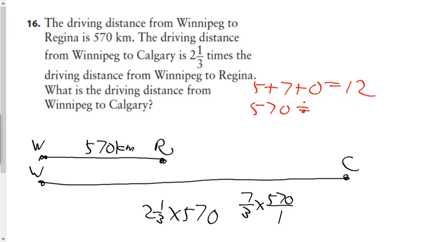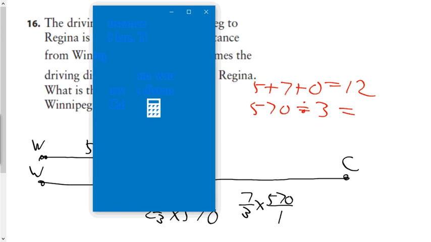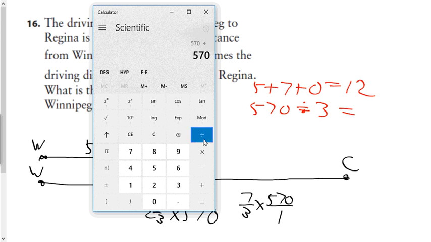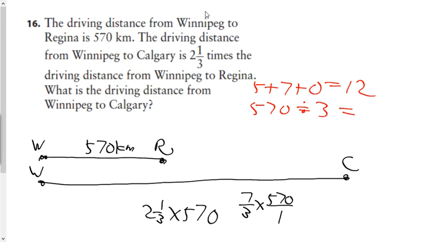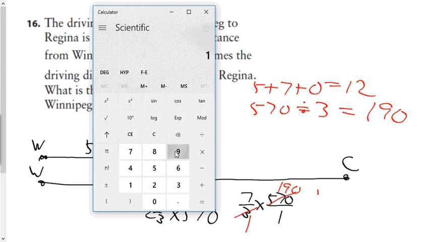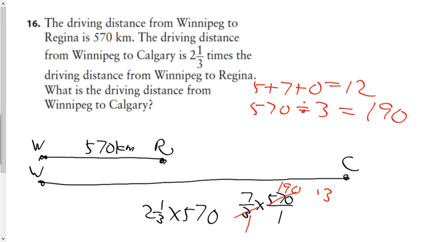So for my divisibility rules in grade 7, if I take 570 and divide it by 3, it's 190. So that would be 190 over 1. And then when I multiply 190 by 7, I get 1,330 kilometers. So therefore, the distance from Winnipeg to Calgary is 1,330 kilometers.